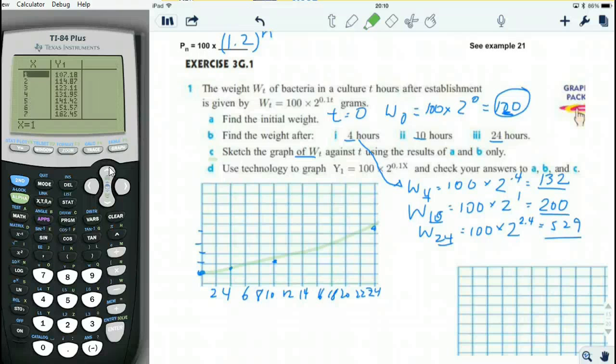Okay, so let's check our numbers. For example, we had t equals 0. Yep, it's 100. T equals 4, 132. Yeah, that's right. And then t equals 10, 200. Yep. T equals 24 is 529. Yep, actually, they have 527.8. Their 24 is 527.8. It's 528 actually.